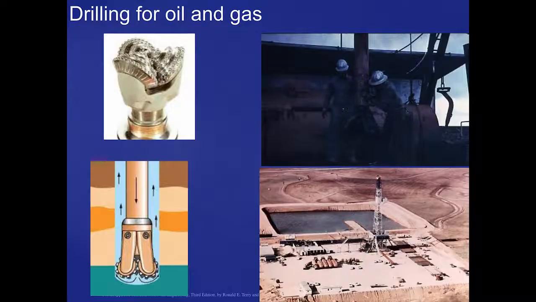And here you can see a picture that's pretty dark, but you can see two operators working on the drilling rig. This picture on the slide shows the structure of that drilling piece. You can see that it has 3 wheels that rotate as it digs into the ground surface.